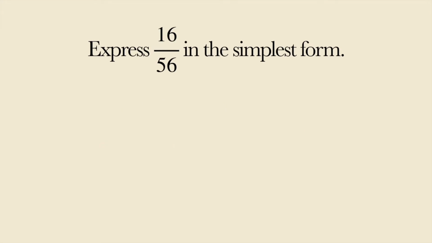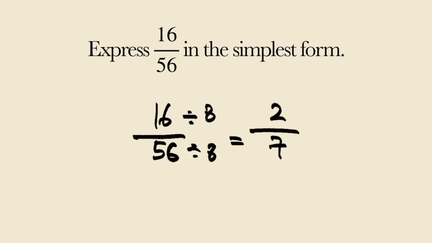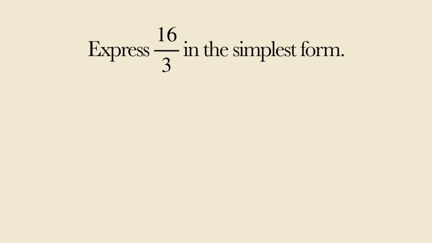Next, we have 16 over 56 to be simplified to the simplest form. So it helps to know your multiplication table very well. If you divide by 8 on both sides, you will get a 2 and a 7. So 2 over 7. Next, we have 16 over 3 in the simplest form.